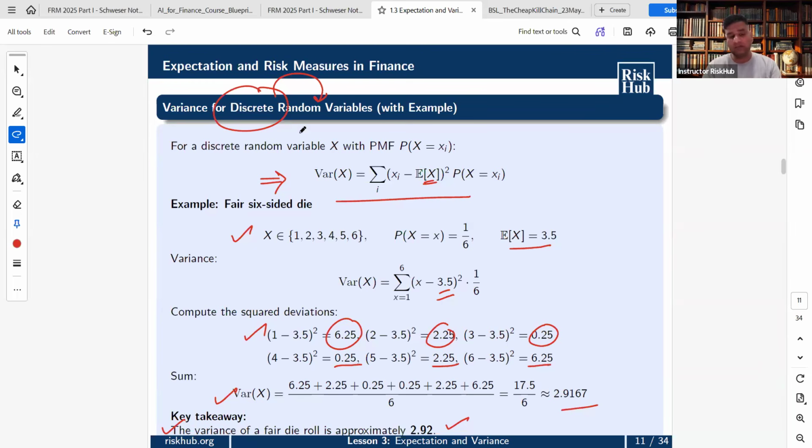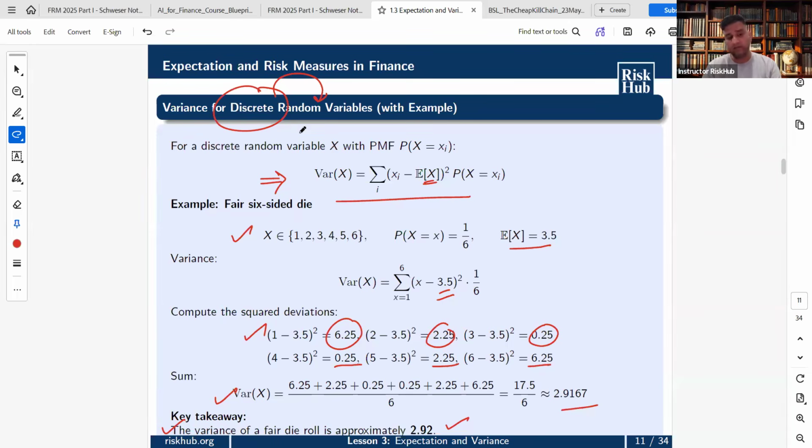If you simply average the deviations, minus 2.5 plus 2.5 becomes 0, right? This disappears. It's obviously wrong. Therefore, we square it. Minus 2.5 squared equals 6.25. Now every deviation contributes positively. And then we take a fair die, possible outcomes 1, 2, 3, 4, 5, 6, mean expected value is 3.5, probability of X equal to x is 1 by 6.